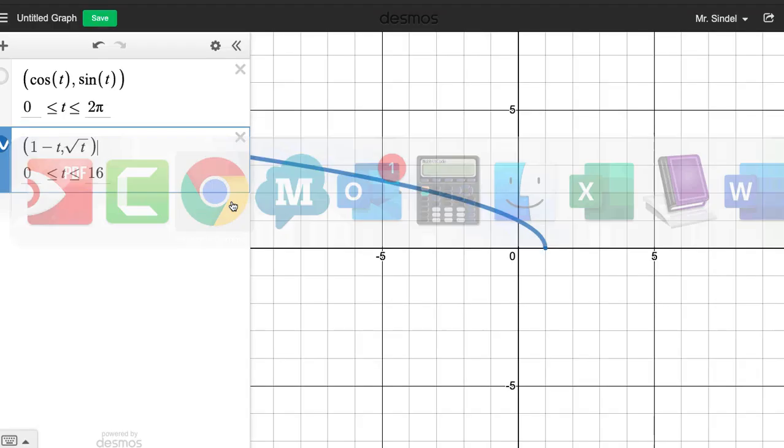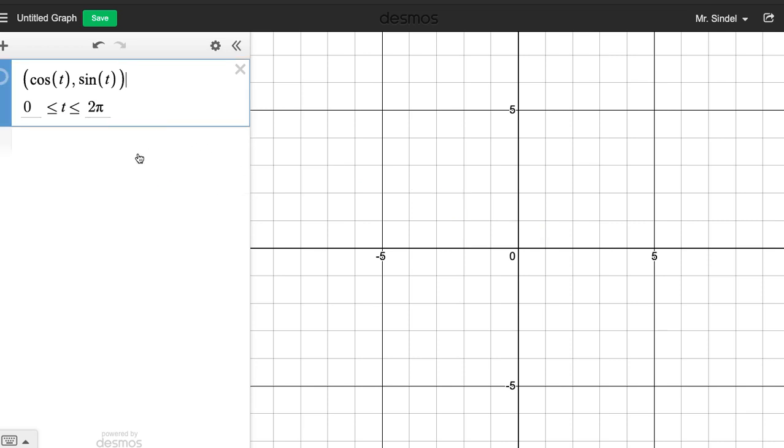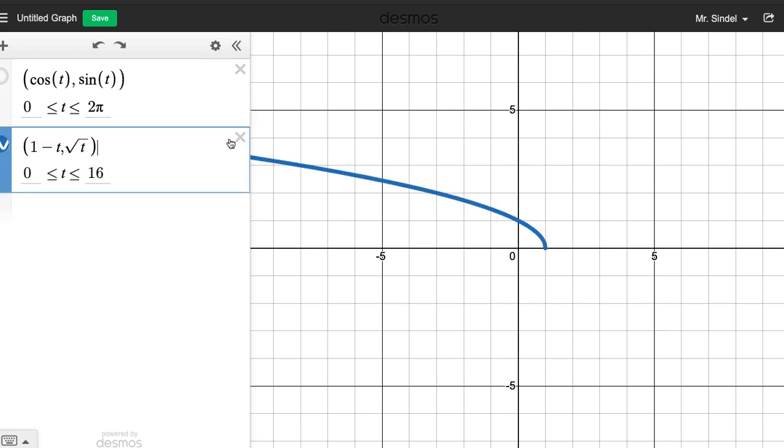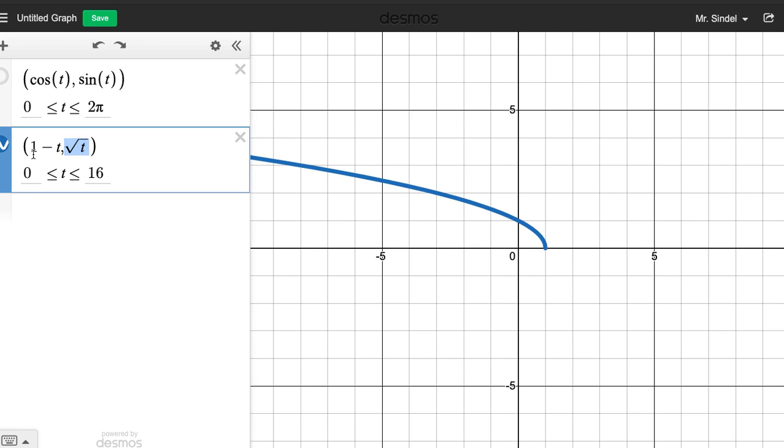Again, I kind of want to check that. You can see that I've already kind of have it in. Oops. Let's get rid of that. That is exactly what I wanted. Yeah, so 1 minus t is my x, and the square root of t is my y. Yeah, it looks like a square root function.